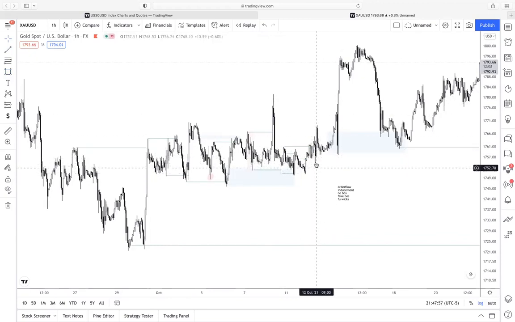Here's your run down. Now, how do we catch this entry? This is your imbalance. So we're going to take the breaker to the top of the candles. There's our entry. And also, how is this a valid entry? This is New York open.